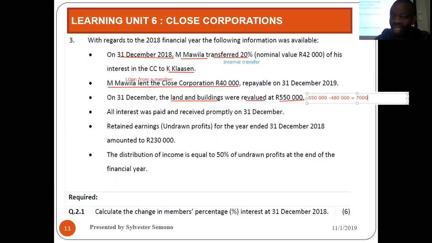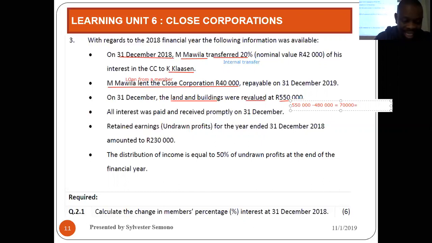70,000. So this is a gain, but because it was revalued on the fixed asset, this 70,000 we call a revaluation reserve or surplus. It's up to you. And then it is part of what? Equity. Remember, under close cooperation, we call equity funds. So wherever you see the word fund, just know that they are talking about equity. So I'm going to call it funds, or you can call it equity.